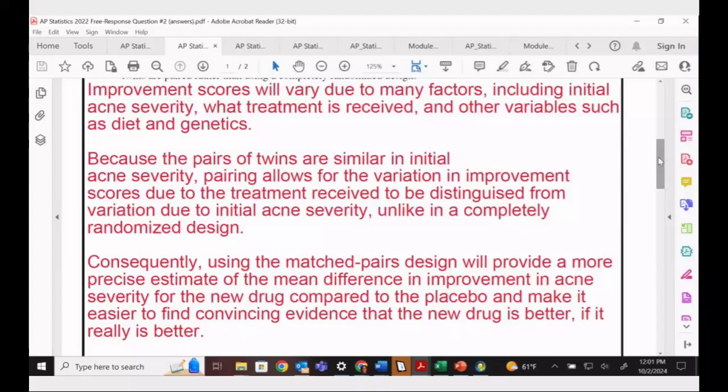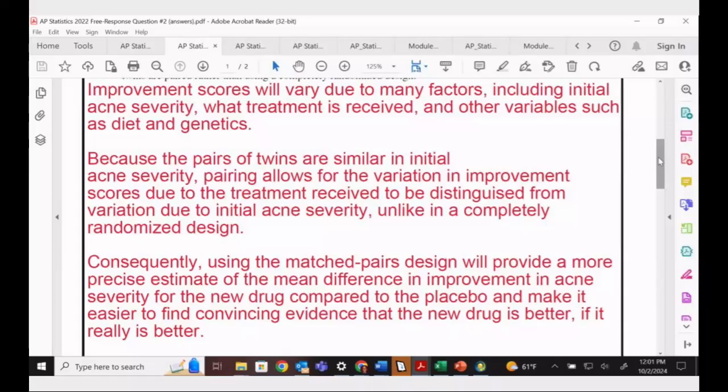So these are all kinds of things that are going to go into what affects people's acne. Because the pairs of twins are similar in initial acne severity, pairing allows for the variation in improvement scores due to the treatment received to be distinguished from variation due to initial acne severity, unlike in a completely randomized experiment. So it did say at the beginning that the pairs of twins had similar levels of acne as each other.